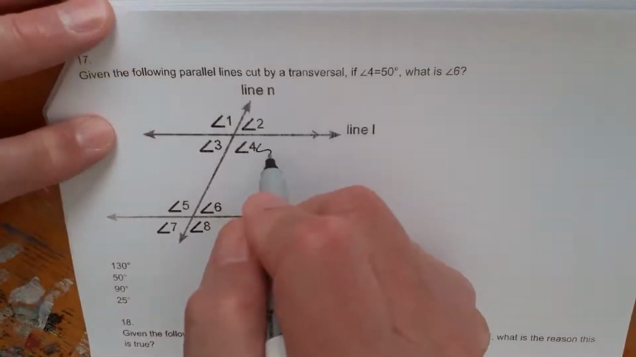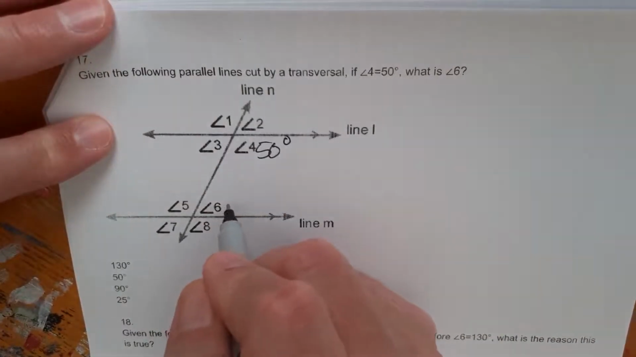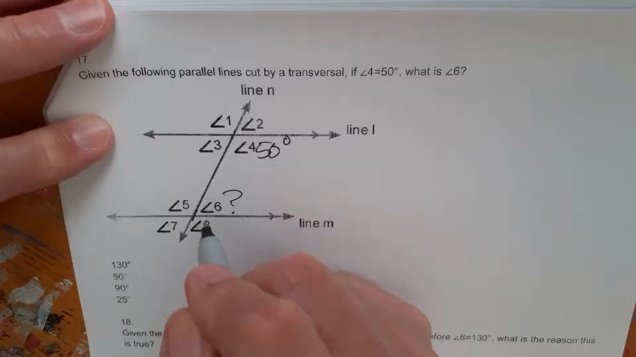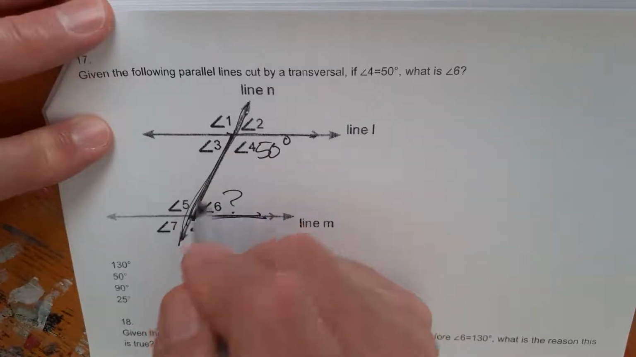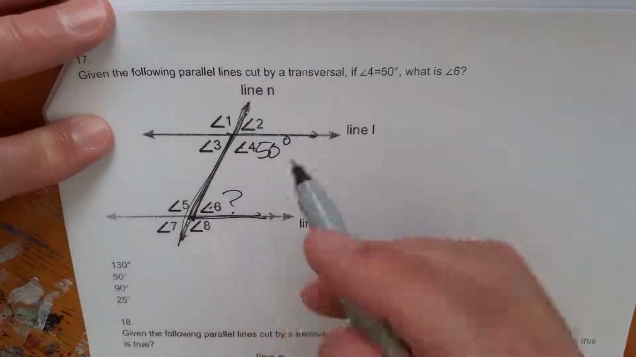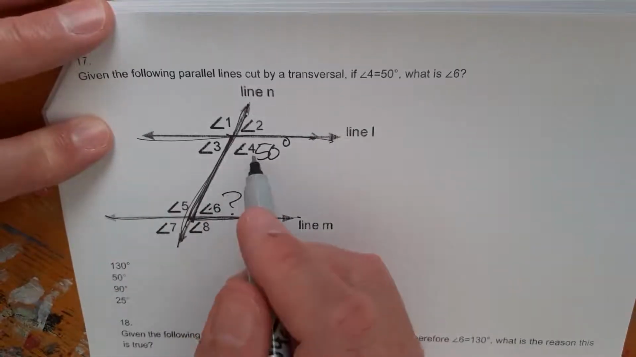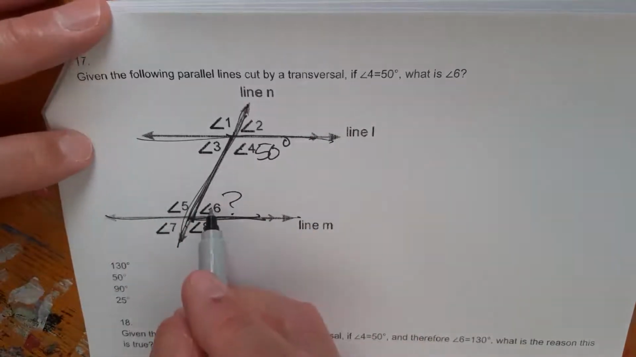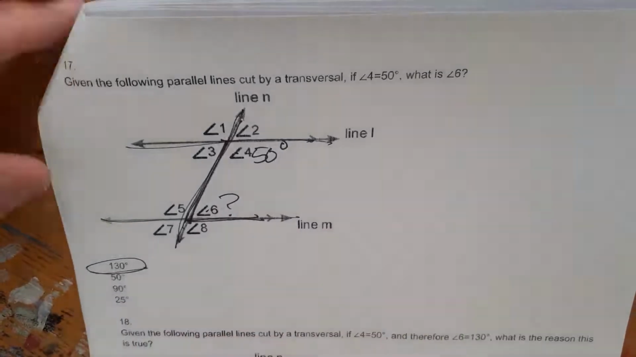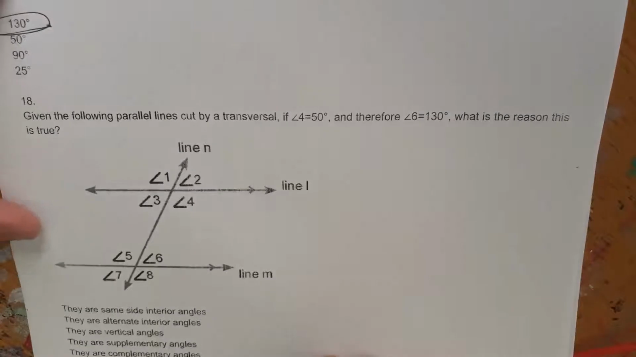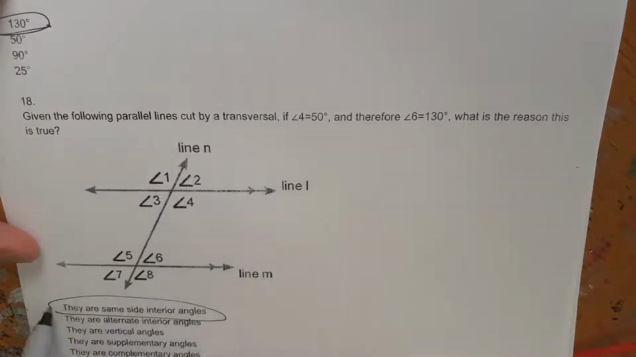If 4 is 50 degrees, what is 6 right here? What's this one? So these are same side interior. They're on the same side of the transversal. They're both over here on the right, and they're inside the two parallel lines. So they're supplementary. 50 plus what is 180? 130. They're called same side interior angles.